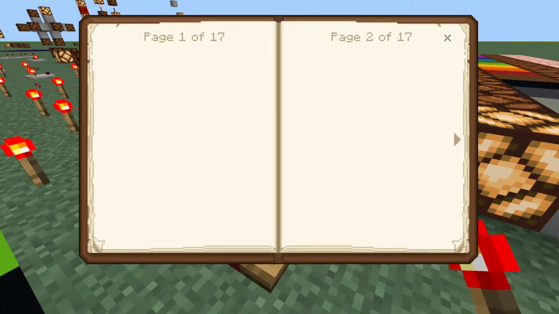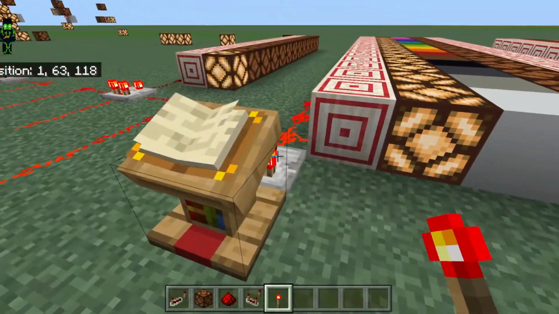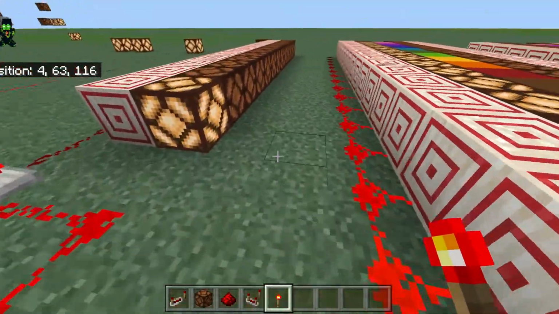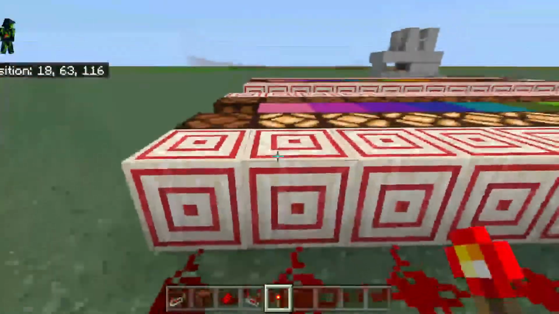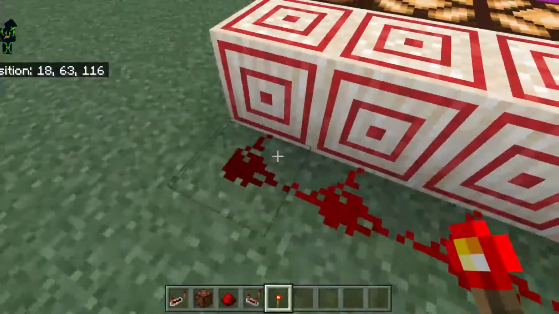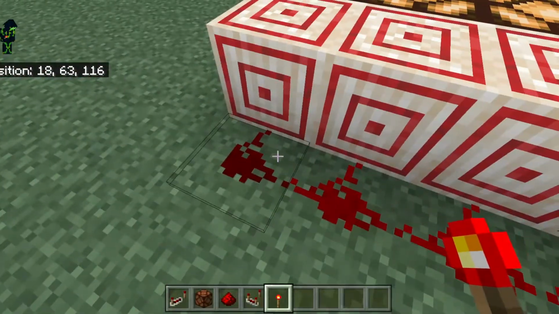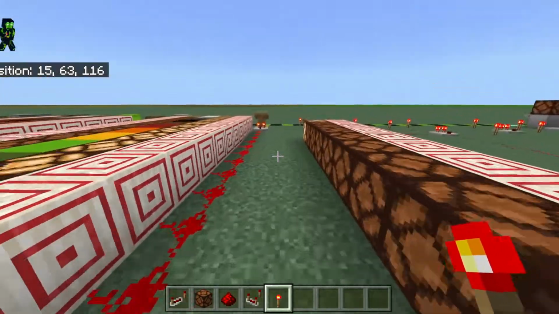If we open the book and turn the page up, you can see more lamps are turning on the right side of the screen there. All the way up to, if we go to page 15 and 16, it puts out a full signal. So 15, and that's two right there. And it's important to note that it can't go past 15 because that's the max redstone signal.